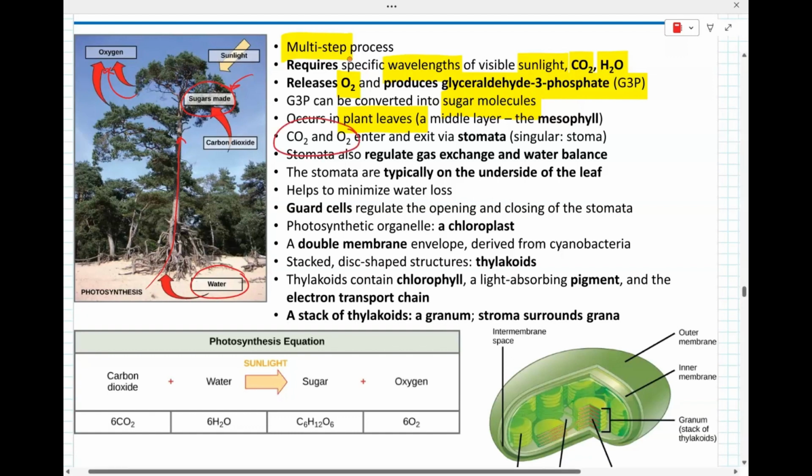Carbon dioxide enters while oxygen exits through the openings in the leaves called stomata. Stomata not only regulate the gas exchange, but also regulate water balance. When they open, water can evaporate from the plant, and when they are closed, it cannot. Typically, stomata are found on the underside of the leaf to better control the gas exchange, water balance, and prevent overheating, and prevent excessive water loss. Opening and closing of stomata is controlled by guard cells.